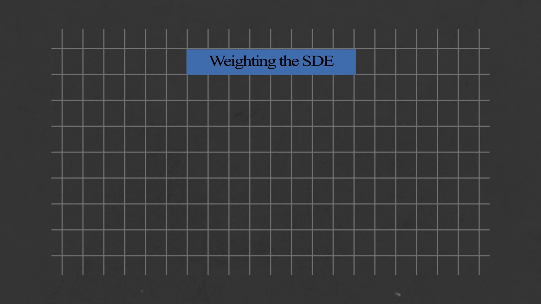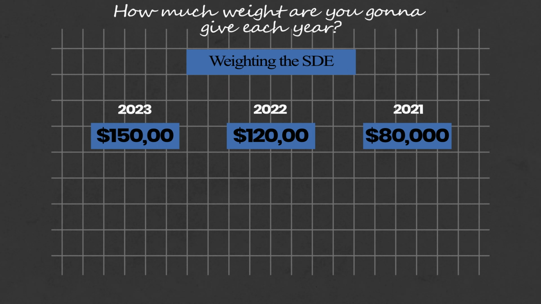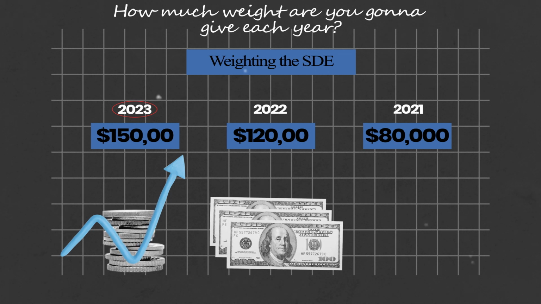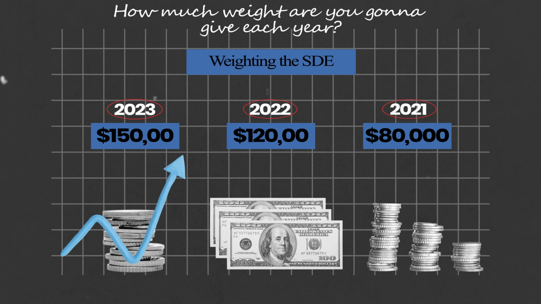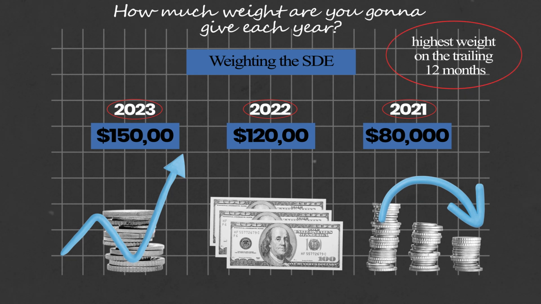Now, repeat this for the last 2 years to see the trends over a 3-year period of time. Next, you need to weight the seller's discretionary earnings. You'll likely have 3 different SDE numbers for the last 3 years. Now, you need to decide how much weight you're going to give each year. If the business is growing, you might focus on the most recent years being heavily weighted. If the business is stable, you might average all across 3 years evenly. If the business is trending down, though, I would highly recommend you put the highest weight on the trailing 12 months.